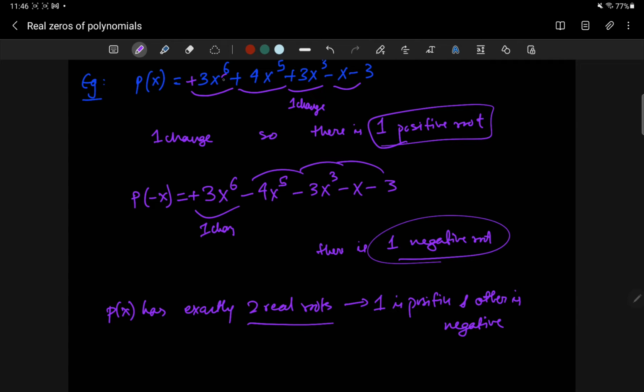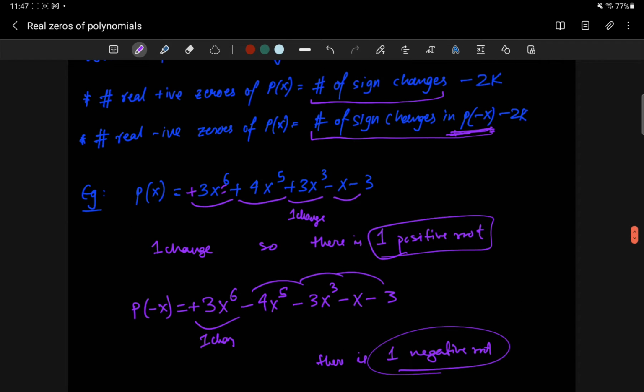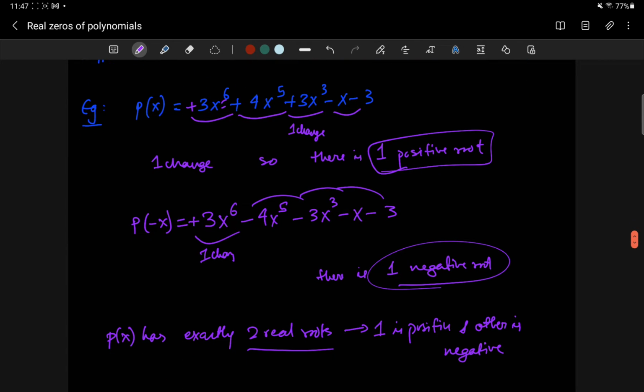Because it's a degree 6, you could possibly have 6 roots. However, we find that only 2 of them are real, so consequently the remaining 4 are complex. And that's going to be in one of the later videos where we study how to find those complex roots. So the Descartes rule of signs basically gives us information about how many real roots there are, and of those real roots, how many are positive and how many are negative.